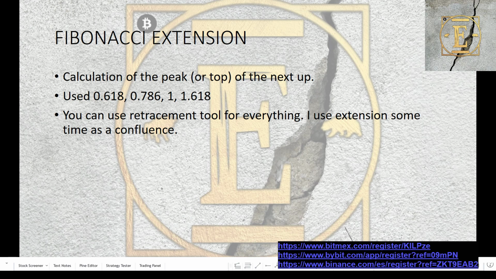Okay, and the other tool that probably you see on TradingView is the Fibonacci extension. When Fibonacci extension calculates the peak or the top of the next up, or the next valley of the bear market. Okay, and it uses the golden ratio: the 0.786, the 1-to-1 extension, and the 1.618. That is the golden ratio extension. But you can use the Fibonacci retracement tool for everything. Okay, you can skip the extension, but I use extension sometimes as a confluence.